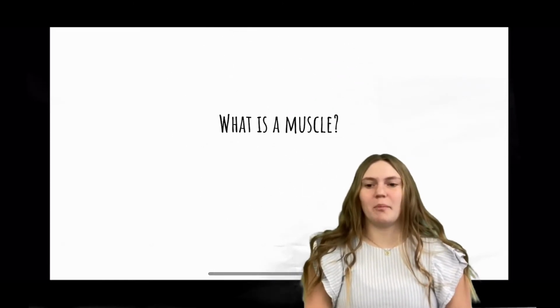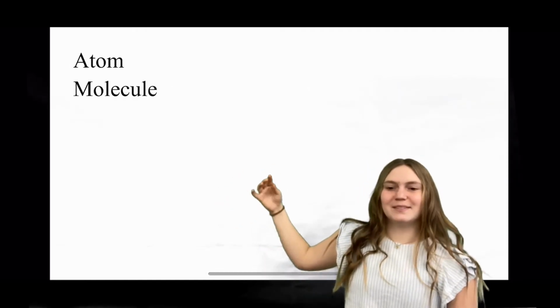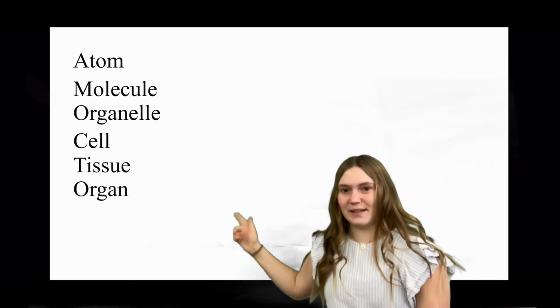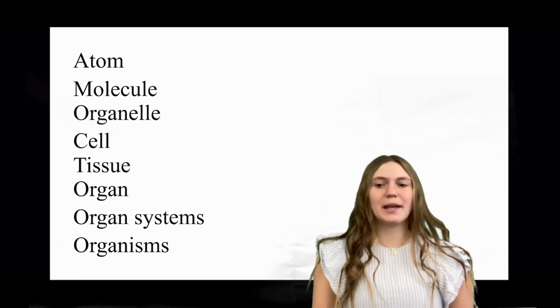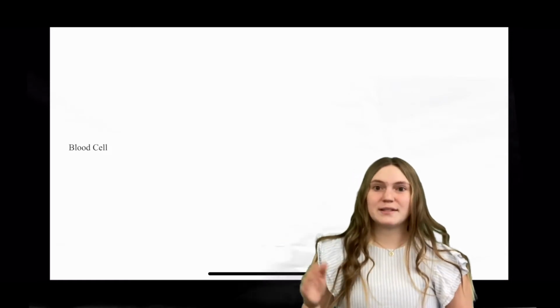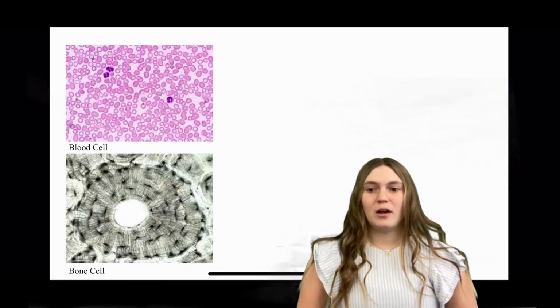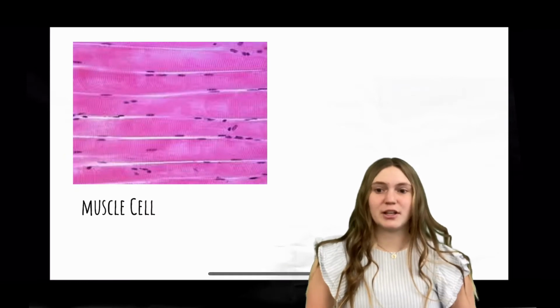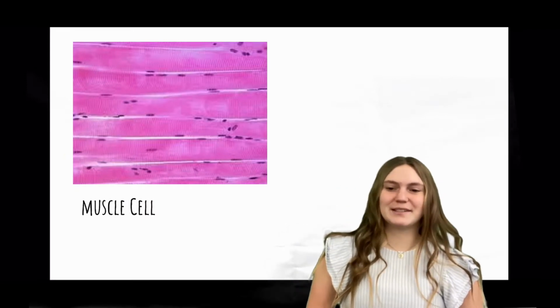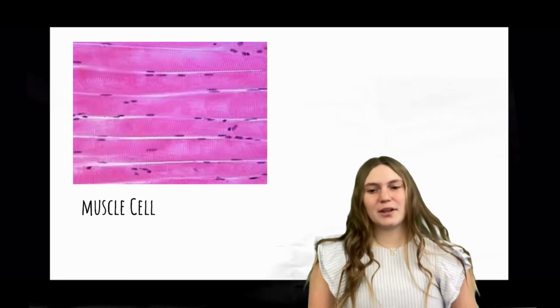All living things are made up of essential parts of life. They are atom, molecule, organelle, cell, tissue, organ systems, organisms, and a long list afterwards. Back to the cell. A muscle cell is a little bit different than a blood cell or a bone cell. Why is it different? Because it has a different function, a different job. Muscle cells are elongated. That means they are long. A muscle cell equals a muscle fiber.